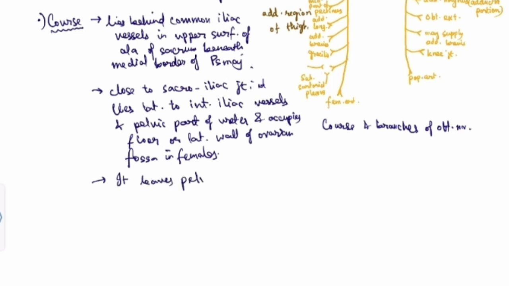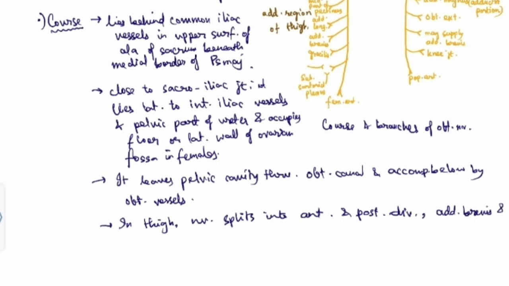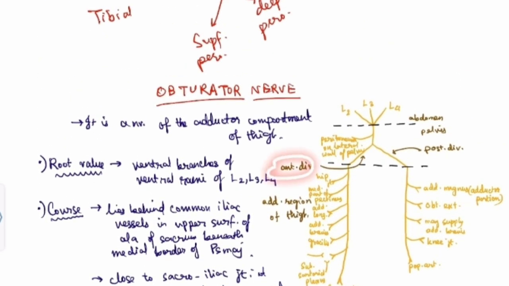It leaves the pelvic cavity through the obturator canal, accompanied below by obturator vessels. In the thigh, the nerve splits into anterior and posterior divisions. And how do you understand this anterior and posterior division? Adductor brevis muscle and obturator externus muscle intervene between the two divisions. That's how you differentiate the anterior from the posterior division. Anterior to the obturator externus and adductor brevis, you will find the anterior division, posterior to it will be the posterior division. So let's correlate with the diagram. Here is the anterior division, here is the posterior division. Here you can see the peritoneum on the lateral wall of the pelvis.